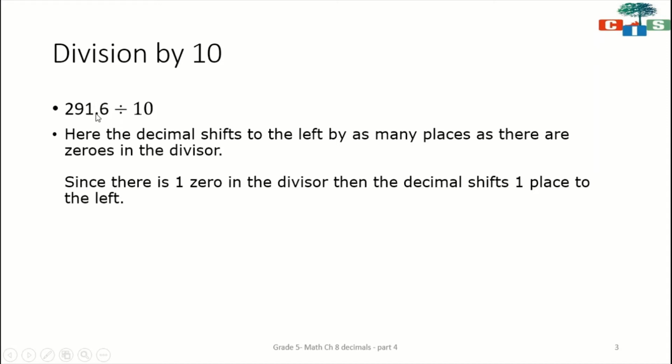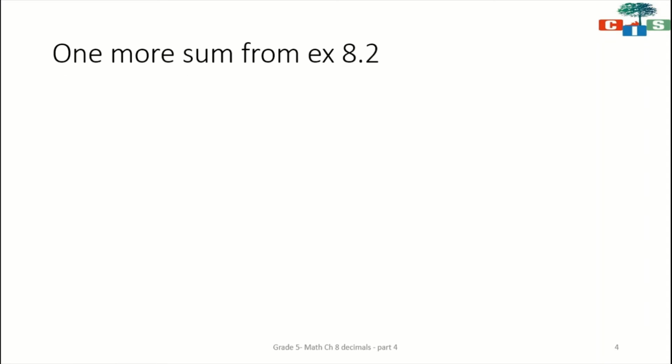Now see, decimal point lies between 1 and 6. Now we have to shift this decimal point only by one digit. So this decimal point will be shifted between 9 and 1. Why by only one digit? Because we have only one zero in the divisor. So this decimal point will shift between 9 and 1. So our final answer will be 29.16.